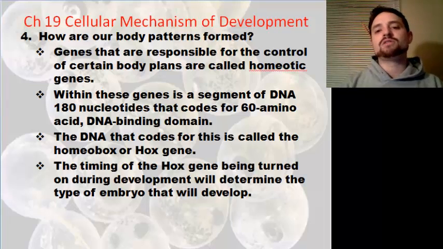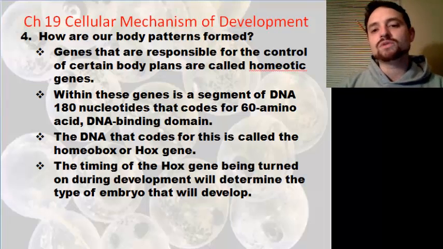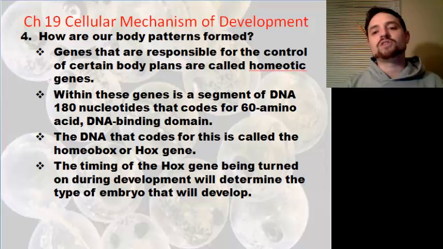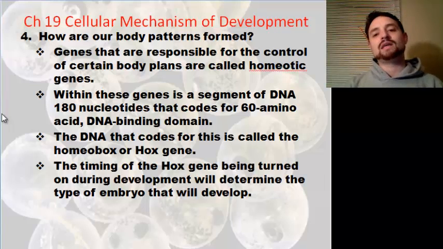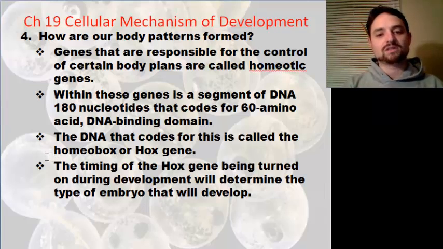How are our body patterns formed? Genes are responsible for the control of certain body plans, and those genes are called homeotic genes. Now within these genes is a segment of DNA about 180 nucleotides long that codes for 60 amino acids in a DNA binding domain. The DNA that codes for this is called the homeobox, or Hox genes.